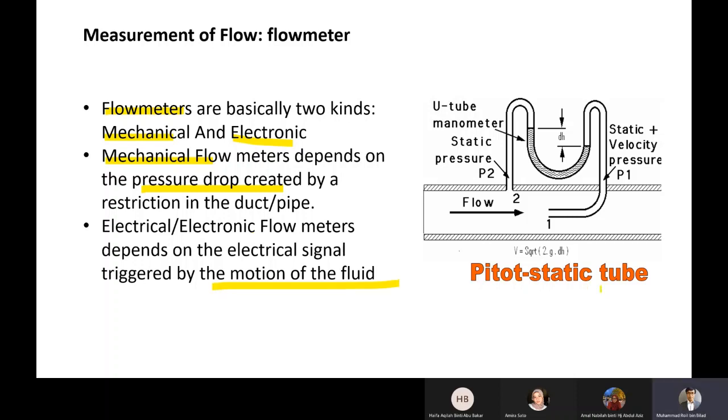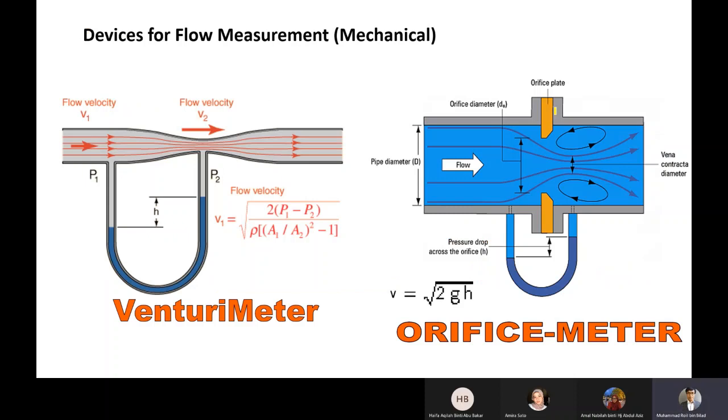The most basic is the pitot static tube. I will not go into detail, but you see here there is a difference in pressure at points 1 and 2. So the difference in pressure can then be measured using the simple manometer here, delta H. The same principle is used in the Venturi meter.